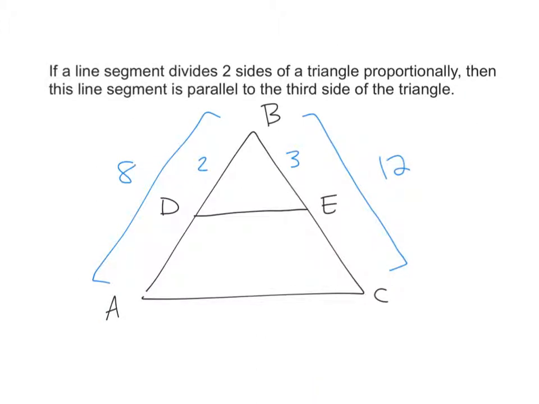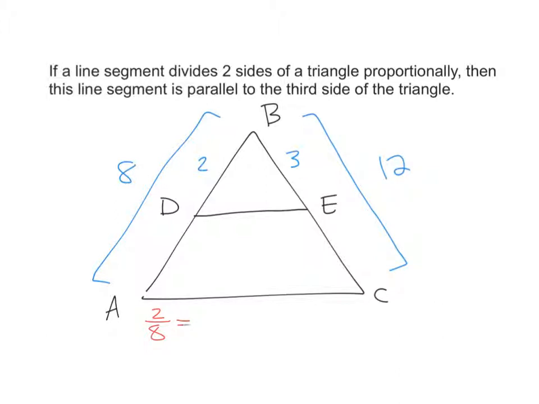Okay, this is to go off what we talked about a little bit in class yesterday, but it's the backwards way. So yesterday in class, we talked about if two lines are parallel, then we cut these segments into proportional pieces. But this time we're going backwards. So if a line segment divides two sides of a triangle proportionally, so if I divide this proportionally and this proportionally by DE, then DE is going to have to be parallel to the third side of the triangle, which is AC. So I want to check that.